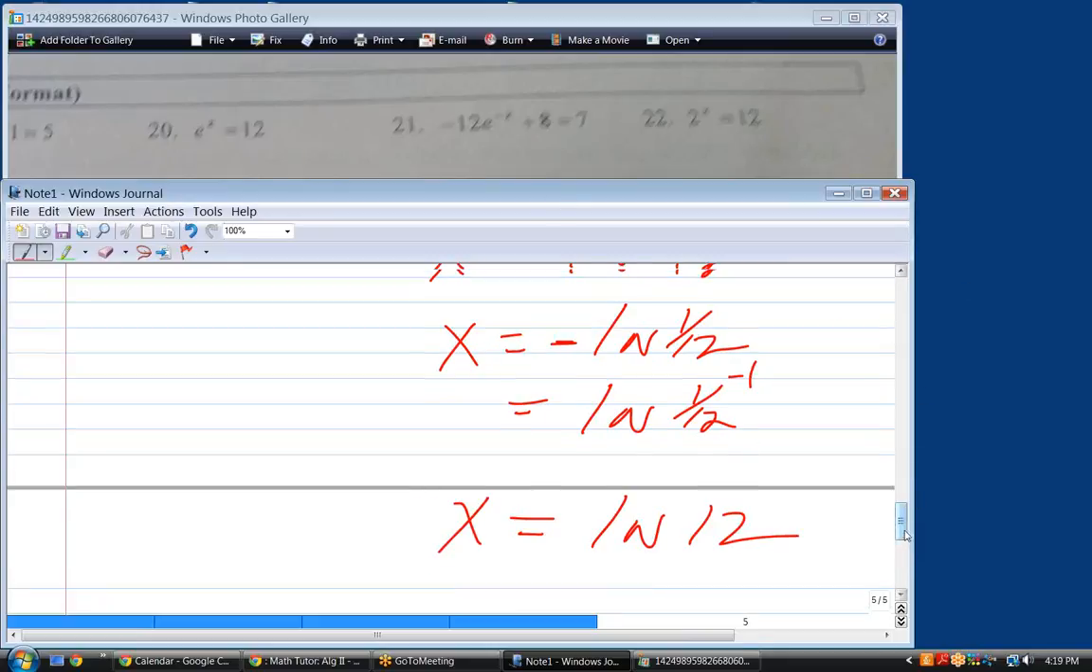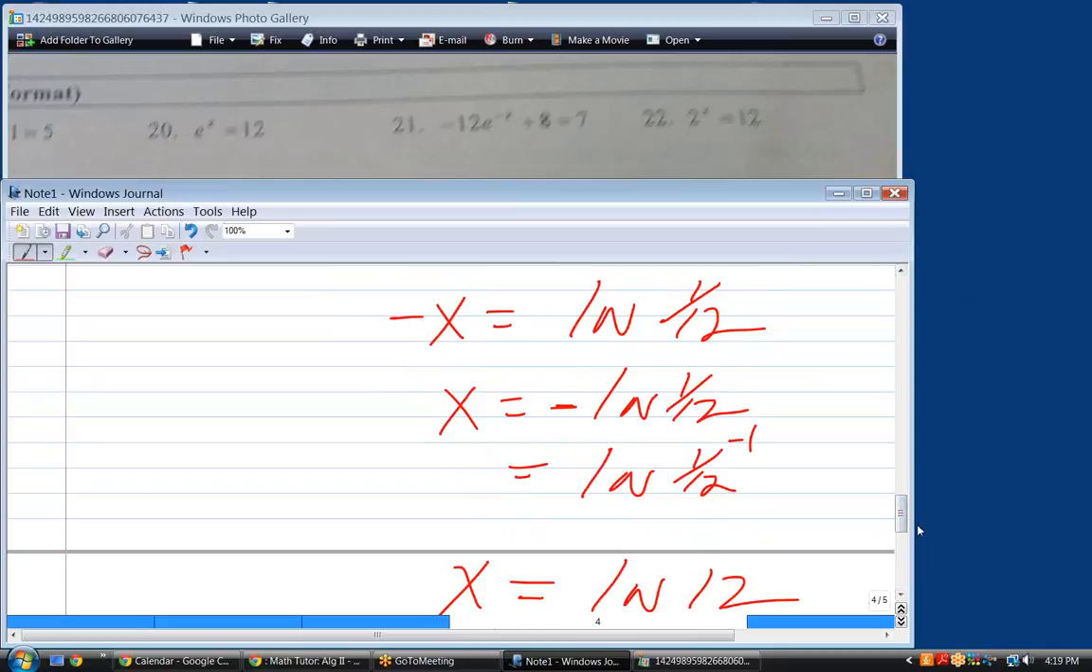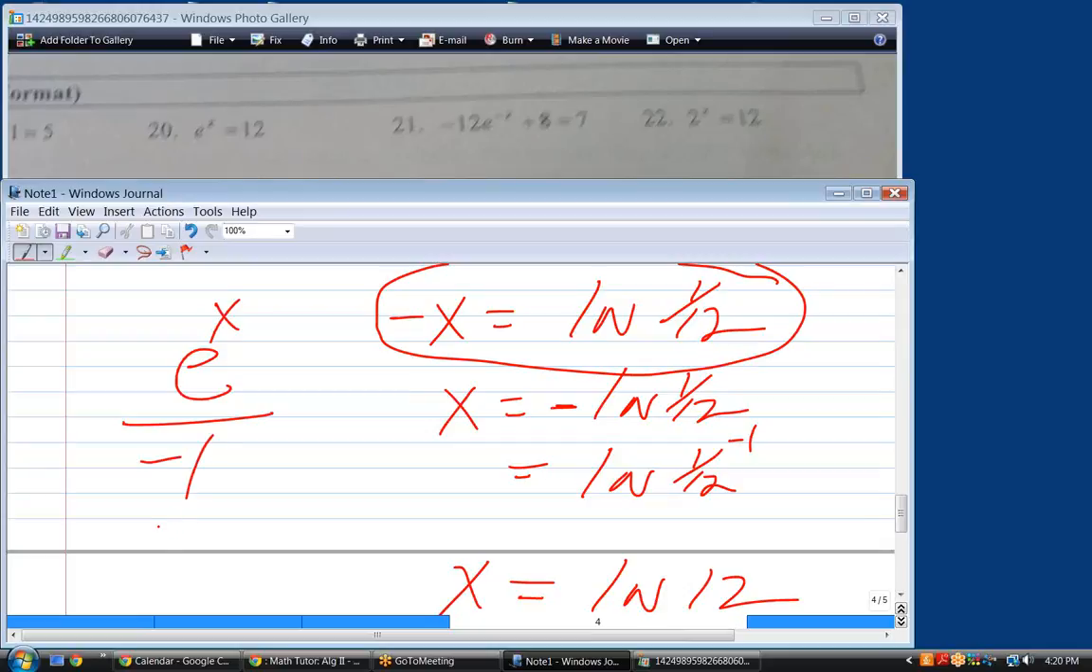Okay? So when you get to this step right here, all you're doing is dividing both sides by -1, which puts a negative in front of this function, not inside of it. It's like, if I divide e to the x by -1, it doesn't make it e to the minus x. It makes it minus e to the x. Okay?